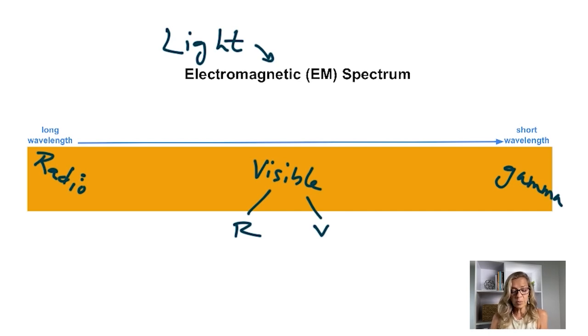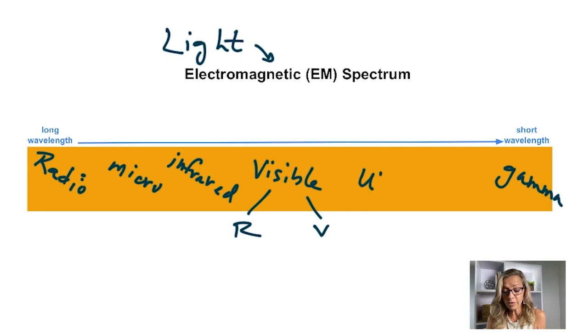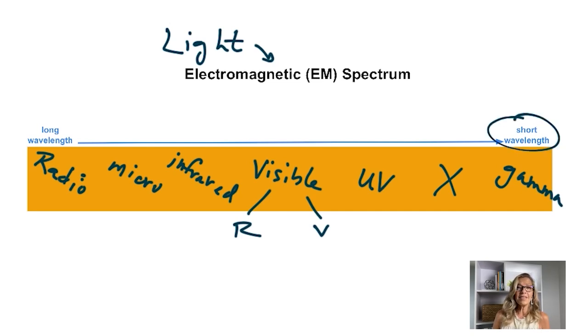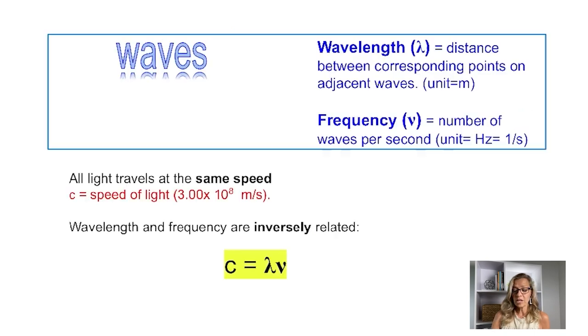And then in between, we've got microwaves and infrared. You might have heard of those as heat waves. Next to visible, we've got ultraviolet and then X-rays. So all of these are light, and they all travel at the same speed. They just have different wavelengths. And obviously, as we move from left to right, we get to shorter wavelengths and they become a bit more dangerous. So let's talk about the basics of a wave.